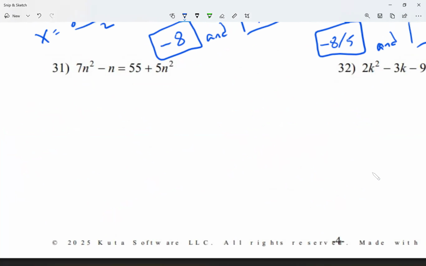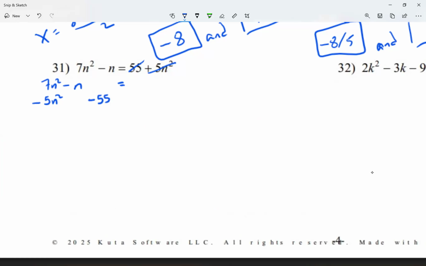First, I have to move everything to the left. The right side is going to equal 0. So I have 7n squared minus n. Let me leave a space there. And then this positive 55, I'm going to move it to the left side as a minus 55. Don't forget to switch the sign. And then this positive 5n squared, let me move it over here to the left side as a minus 5n squared. Anything you move from the right side to the left side, you've got to switch the sign.